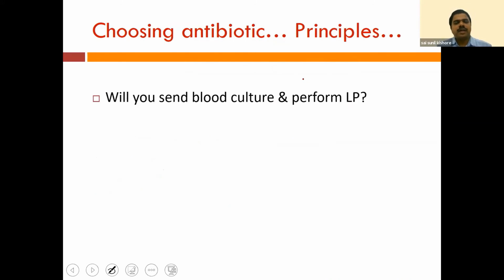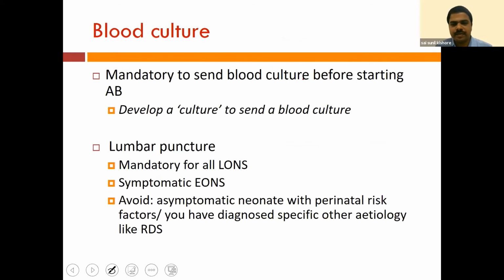So now coming to the LP, lumbar puncture. We discussed blood cultures. So now what about LP? Blood culture I have already discussed. Whenever you are starting antibiotics, you need to send a blood culture prior to starting antibiotics. It is a good practice, so we have to develop a culture to send blood cultures in our unit.